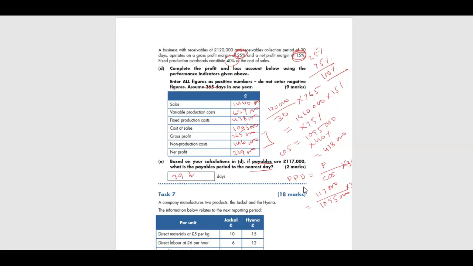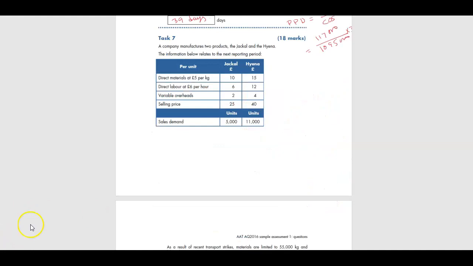Let's move to task number 7. In this task, we're going to see the contribution per unit using the limiting factor, and the limiting factor is a very, very important question from this paper. If you don't understand yet what is limiting factor, sometimes it is called the scarce resources. So when you have something that is limited, for example, you have a lot of demand in the market for a product, but you don't have enough resources, or maybe you don't have enough capacity to make the product and sell it in the market.